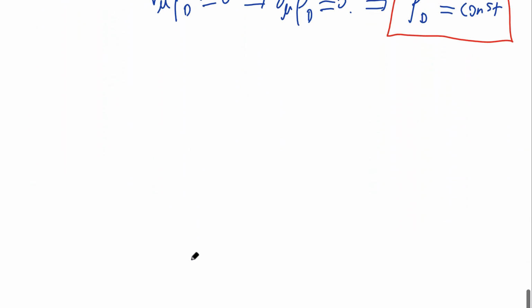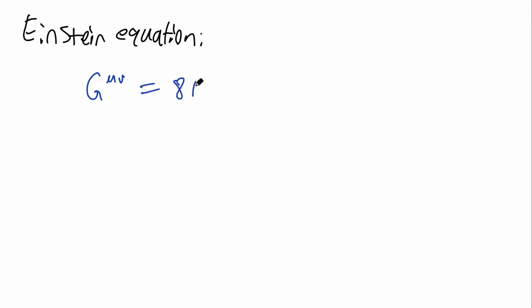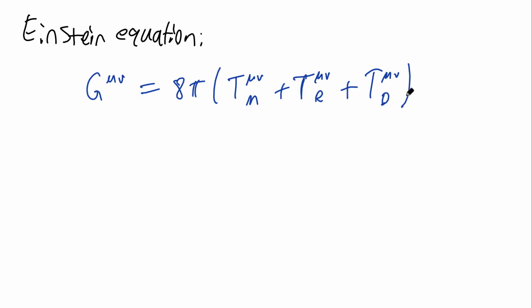We're now ready to impose the Einstein equation on our cosmological model. So the Einstein equation sets the Einstein tensor G mu nu equal to 8 pi times the total stress energy momentum tensor, which has three components: an ordinary matter component, radiation component, and a dark energy component. Now, if you'll recall, the stress energy momentum tensor for the dark energy component is minus the energy density times the metric. So let's bring this term to the left-hand side and write the Einstein equations the following way.